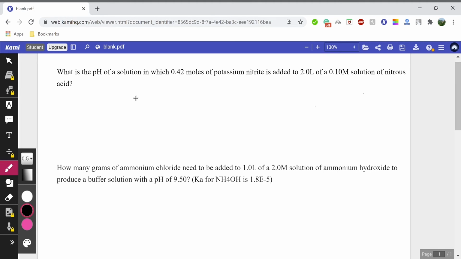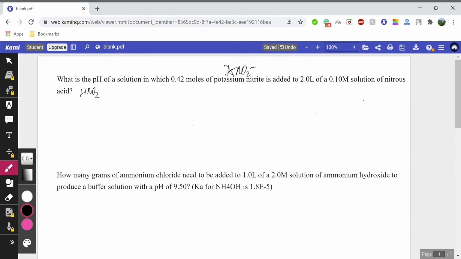Potassium nitrite is KNO2. Nitrous acid is HNO2. KOH is a strong base, which means K plus is going to be a weak conjugate acid, so it's a spectator ion, and since it's a spectator ion, we can cross it out. Now the equation will just be HNO2 plus H2O forming NO2 minus plus H3O plus.